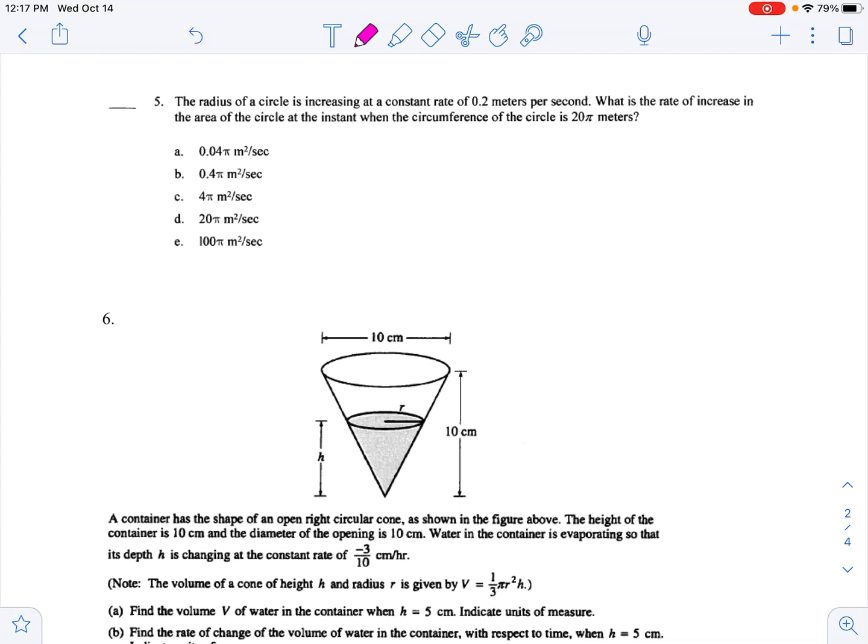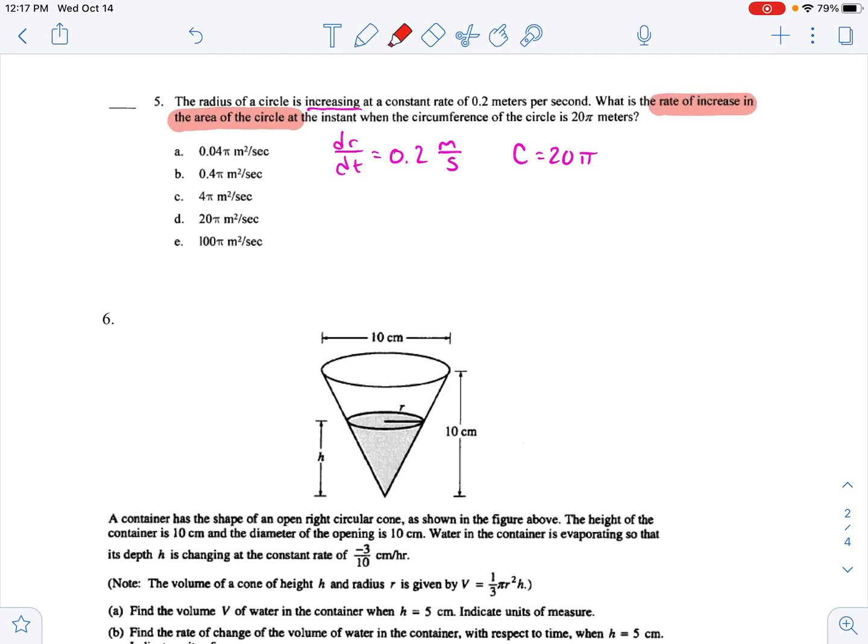Number 5, the radius of a circle is increasing at a constant rate of 0.2 meters per second. Okay, so that's going to be what sign? Positive, right? So dr over dt is positive 0.2 meters per second. What is the rate of increase in the area of the circle at the instant when the circumference is 20 pi?